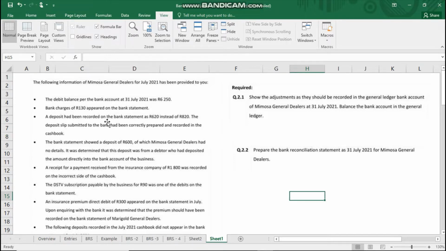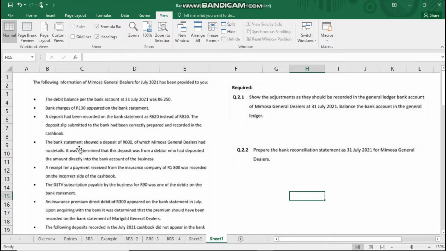A deposit has been recorded on bank statement as R620 instead of R820. So there has been an error on the bank side, and bank statement under recorded the deposit by an amount of R200. The deposit slip submitted to the bank has been correctly prepared and recorded in the cash book. So the error is on the bank side, not in the business side. So we don't need to do anything with this error. Bank has to correct this error. Okay, so this will be a reconciling item in our bank reconciliation.